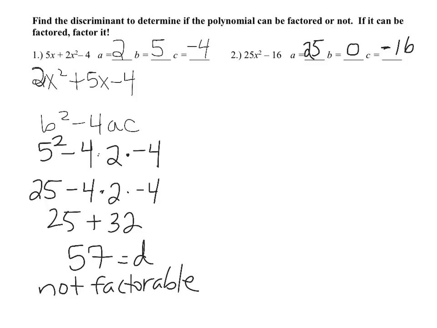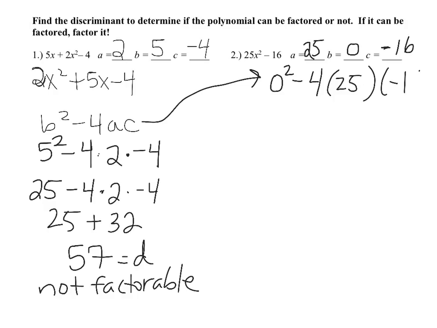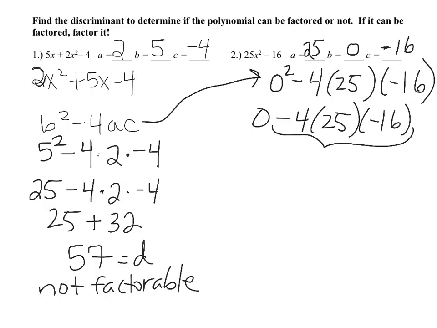So I'm going to put it into b squared minus 4ac. b is 0, so it's 0 squared minus 4 times a, which is 25, times negative 16. Now 0 squared is just 0, so I have 0 minus 4 times 25 times negative 16. Again, when I multiply all of this together, treat that like it's a negative 4. So it's going to be like 0 plus, and it becomes plus because I'm doing a negative times a negative, which is a positive.